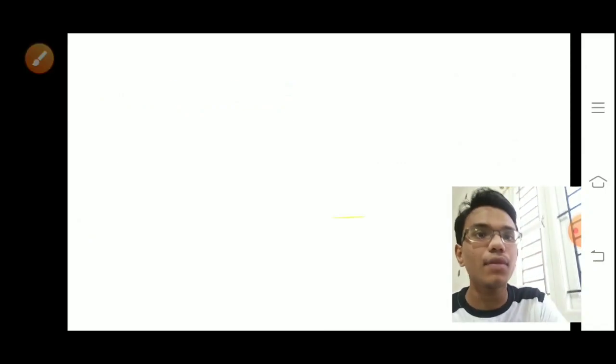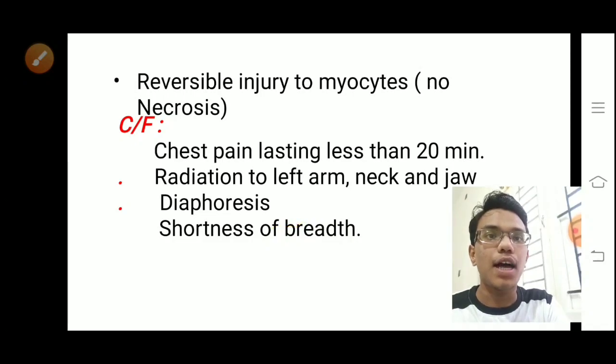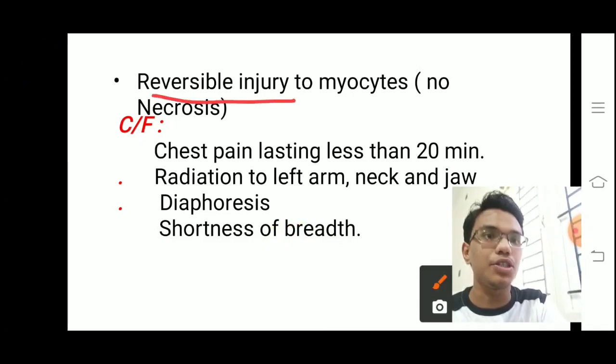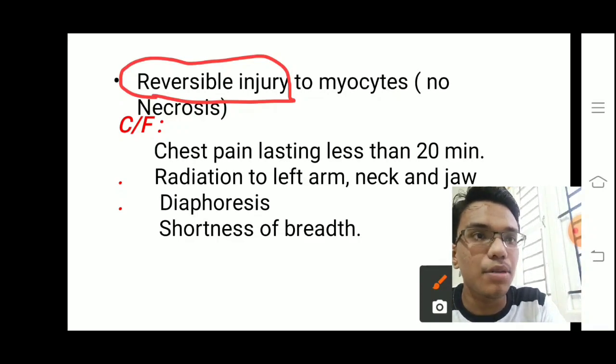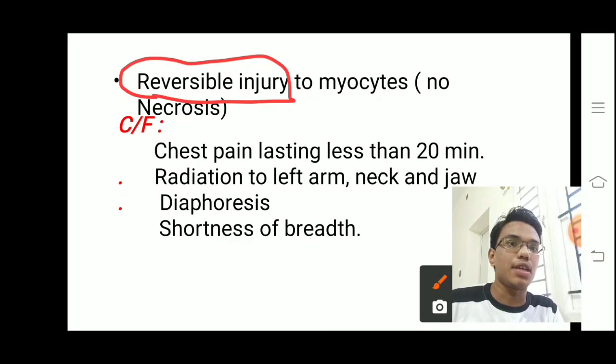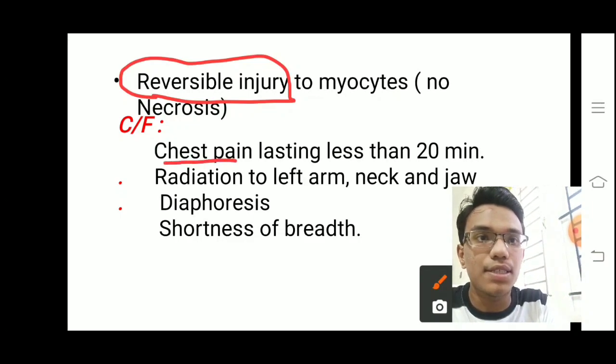Now let's go to, as I said before, it's actually a reversible injury. Okay, if you give timely intervention at this stage, at stable angina, the patient will recover totally. Okay, there is reversible injury. And what are the clinical features here? The clinical feature is chest pain. One is the chest pain.